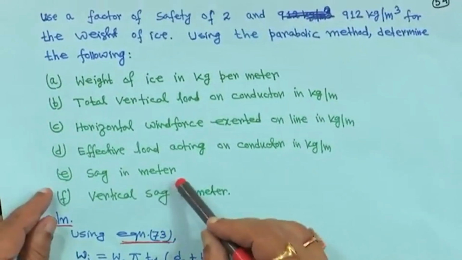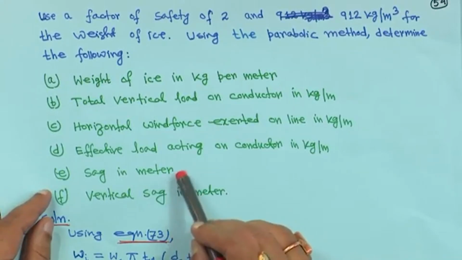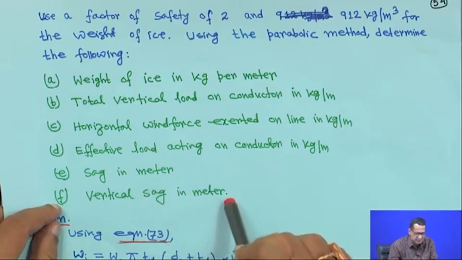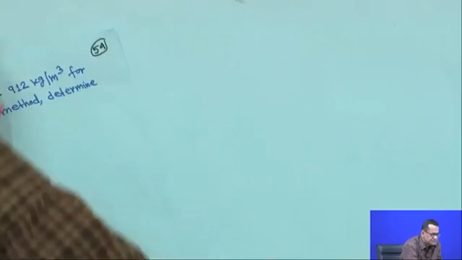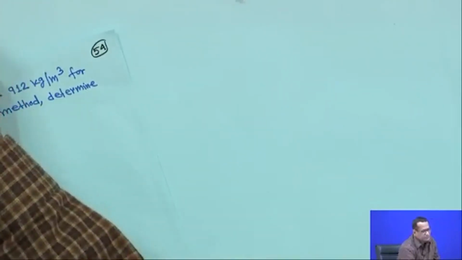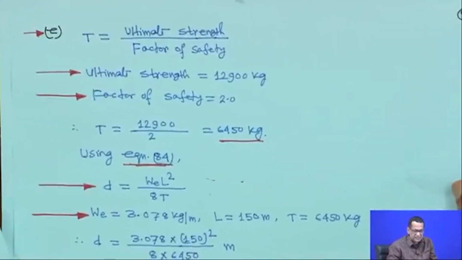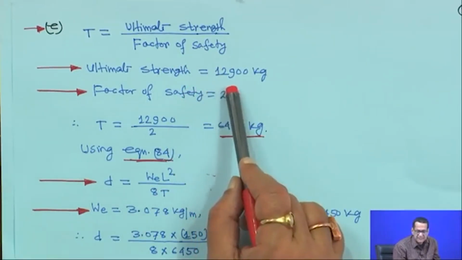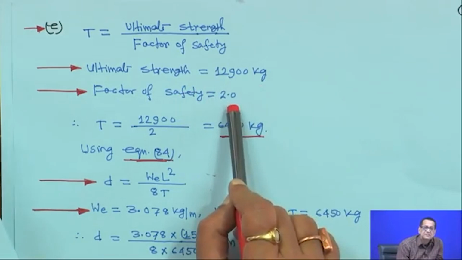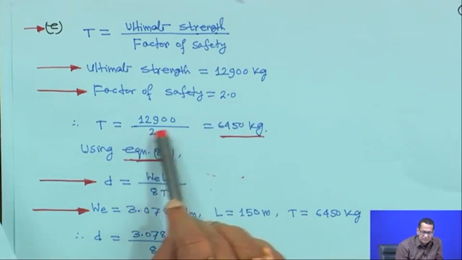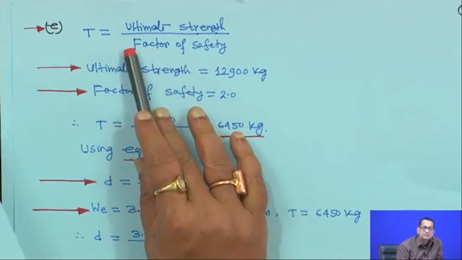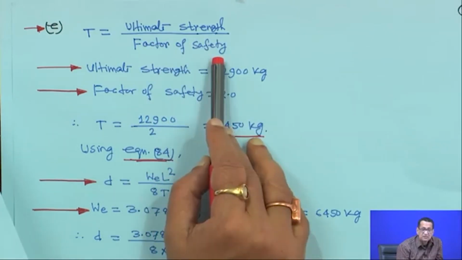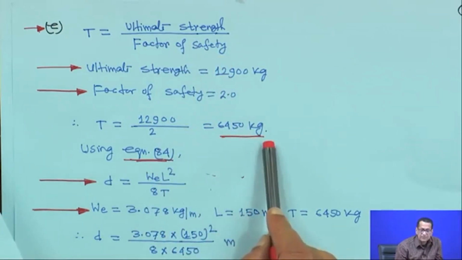Then E is the sag in your effective load. D we have computed. Now E is the sag in meter and F is the vertical sag in meter. Now the term factor of safety is used. So T is equal to ultimate strength divided by factor of safety. Now ultimate strength is given as 12,900 kg and factor of safety is equal to 2. Therefore T will be 12,900 by 2. You should keep in mind that T is equal to ultimate strength divided by factor of safety. Therefore T will be 6,450 kg.